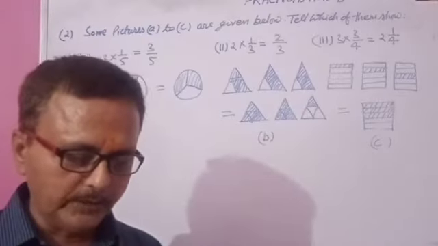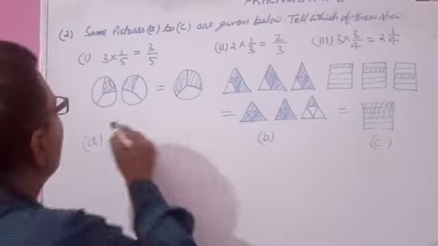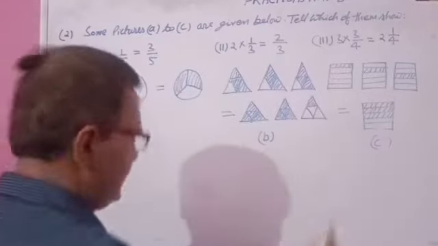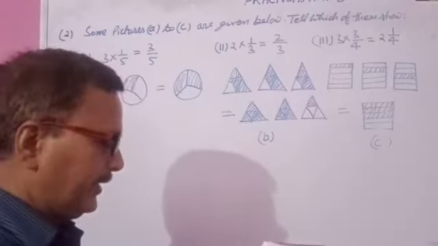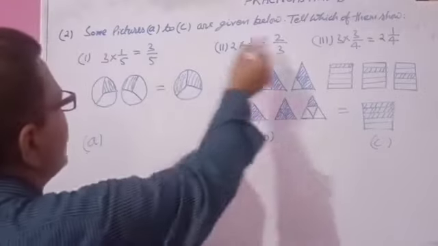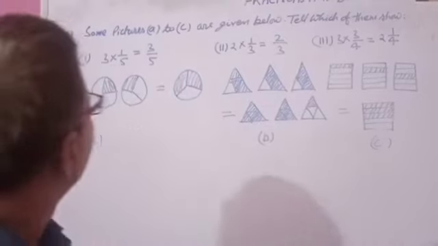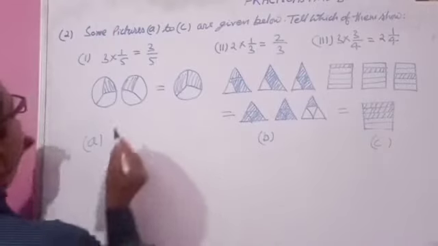Dear student, now question number 2. Some pictures A to C, these 3 pictures are given below. Tell which of them show what. You have to tell what these are showing. So first of all, let us look at this picture.